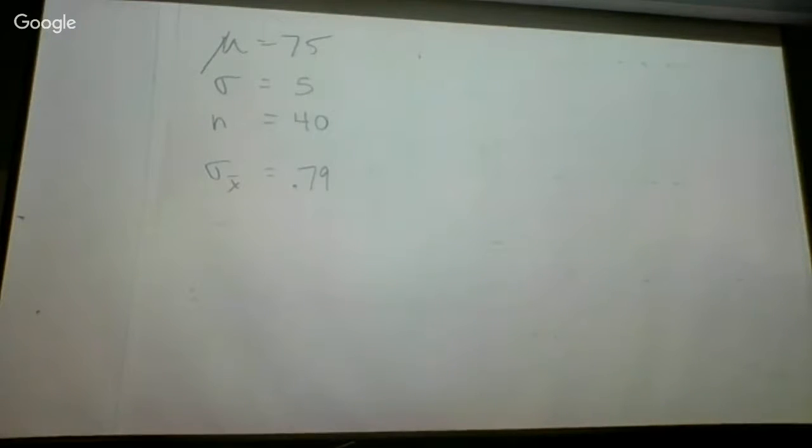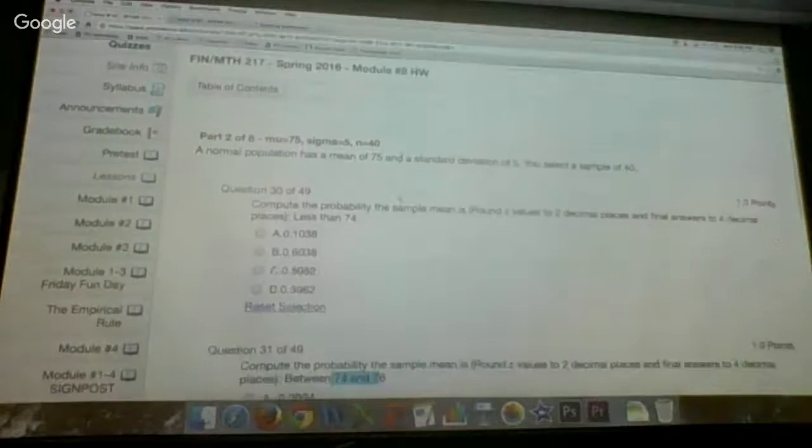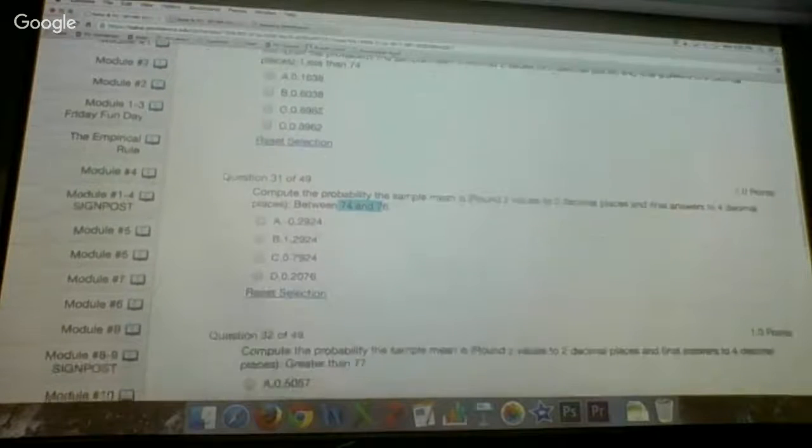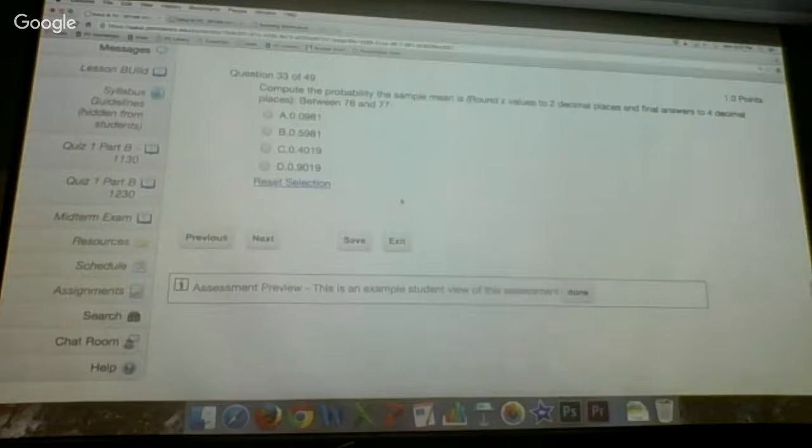0.79 stays the same. And in the case of all of these different questions, less than 74, between 74 and 76, greater than 77, between 76 and 77, we're going from a raw score to a proportion. We get there by converting the raw scores to a z-score, taking those z-scores to the table to get an area, and so on.